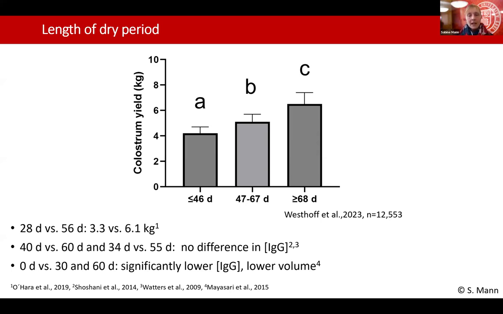So you can see here in the data that we have summarized for Trent's study that if you go from 46 and under to 47 to 67 days and then over 67 days, we see this nice increase in colostrum yield. So colostrum production is one thing to keep in mind when you're planning for dry periods. In general, if you're extending the dry period, you will get more colostrum production. This has been, again, shown in different studies.